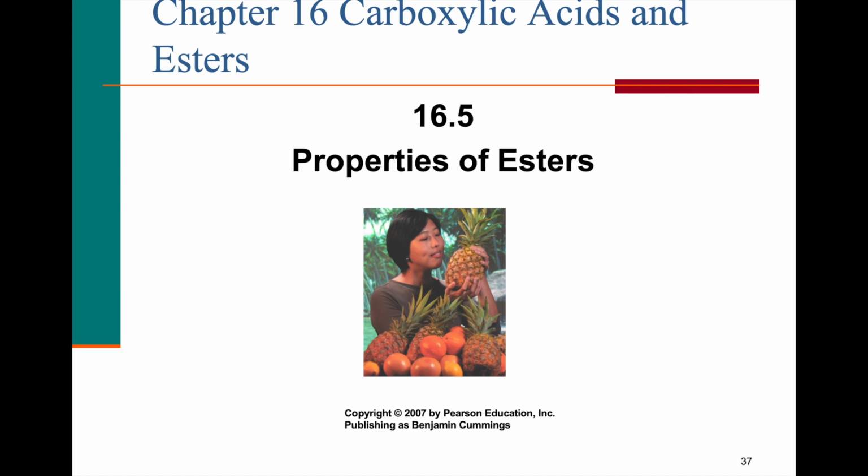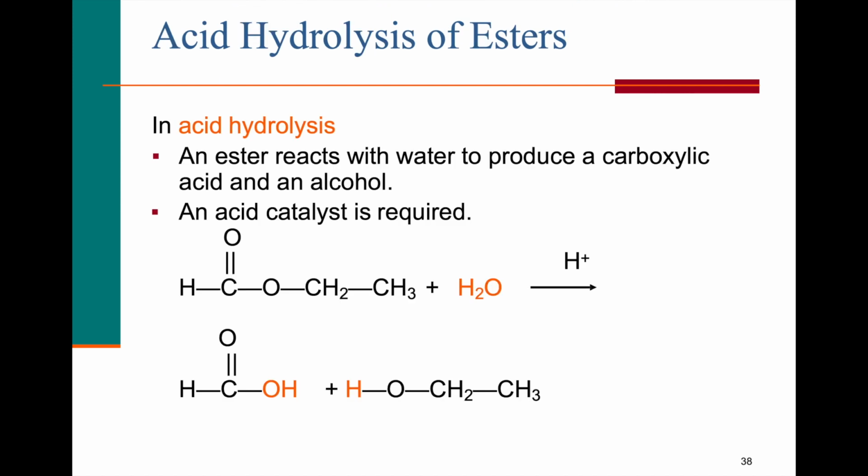So now we'll just look at some properties. In terms of looking at an ester, I'm going to be looking at its reactivity to be able to reform back into its alcohol component and its carboxylic acid component. And in order for this to happen, an acid catalyst is also required, and we call this acid hydrolysis. So we've got the ester here, plus water, plus our catalyst, to form our carboxylic acid and our alcohol.